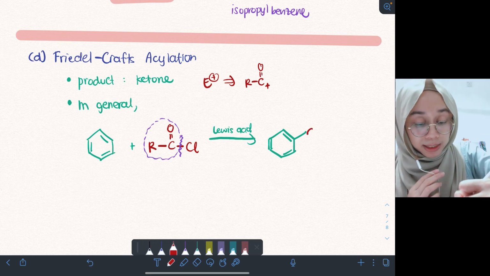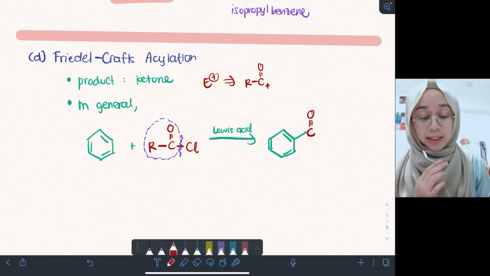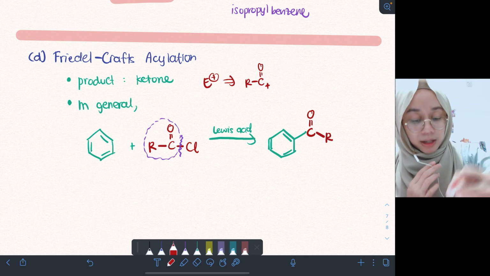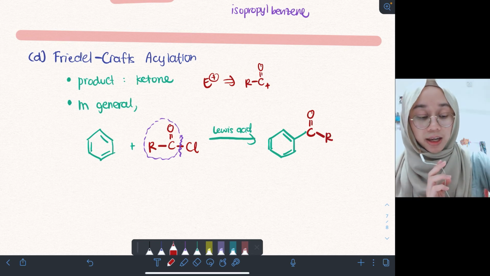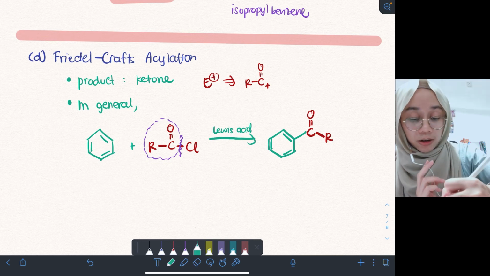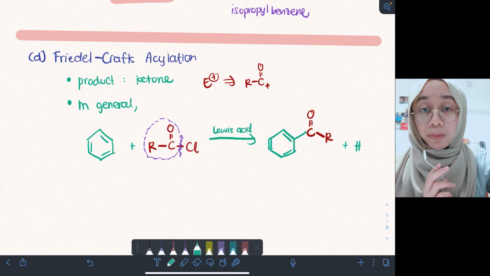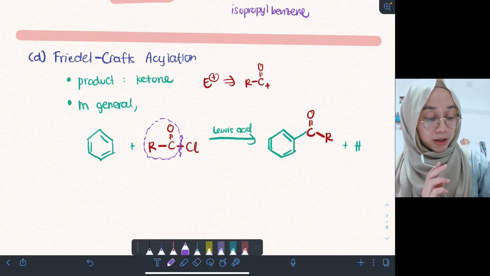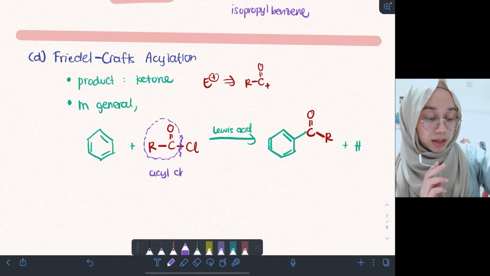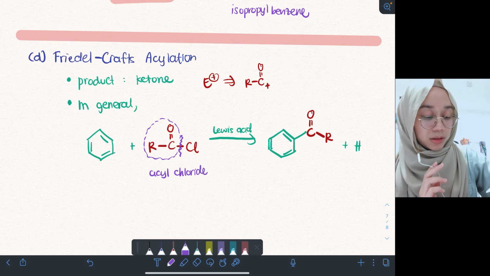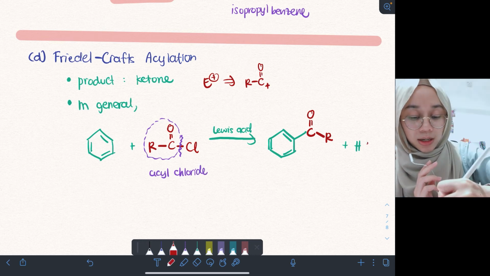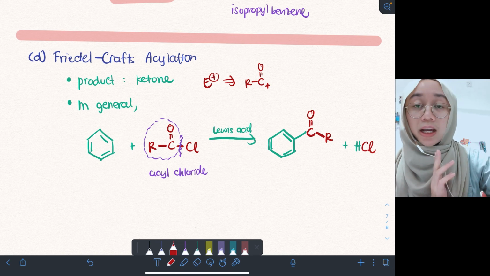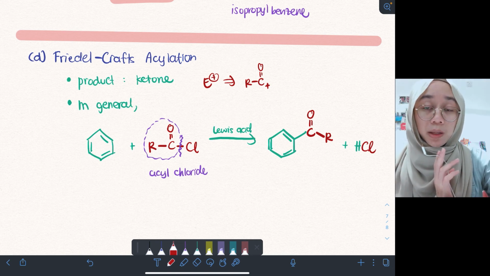So that particular C yang akan attach directly to the benzene ring, and then kita ada R alkyl group yang sebelah ni. Okay, and then what about the side product then? Of course, again, sekali lagi macam biasalah, of course ada H, because H is the one coming out from the benzene ring. And then since kita remove Cl daripada acyl chloride ni, bermaksud yang akan attach dengan kita punya H kat sini adalah Cl, dan specifically HCl adalah the side product from this particular reaction.